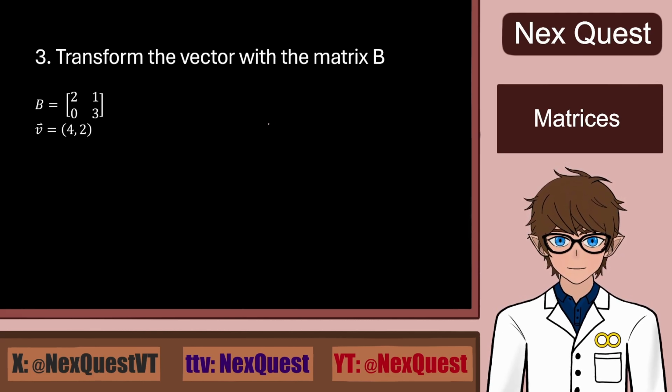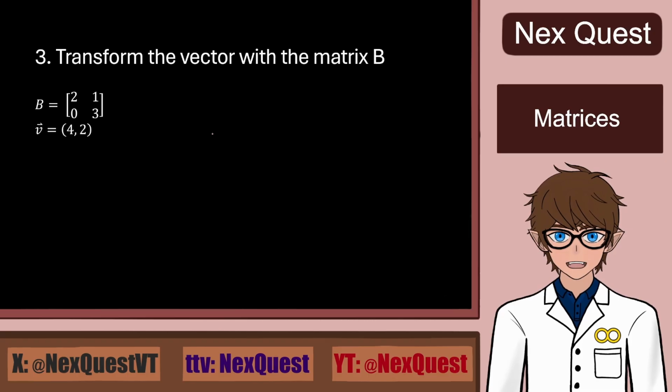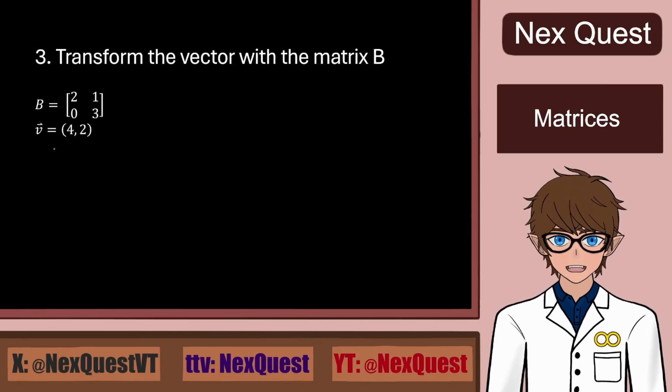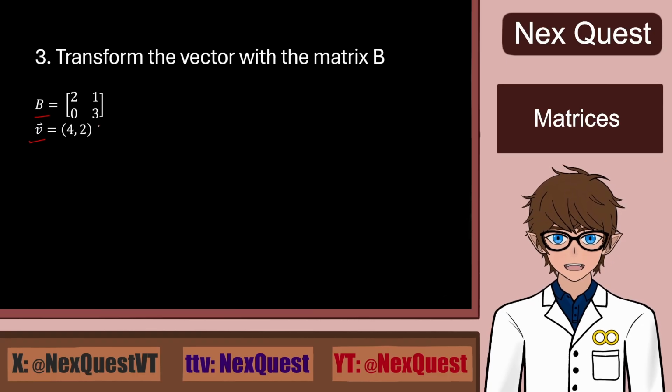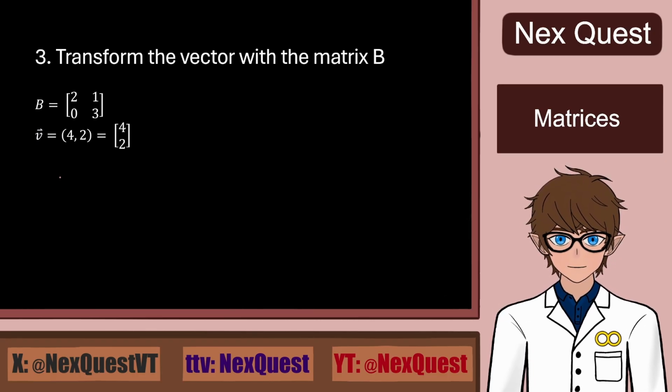Easy. Now, a bit slightly harder, but still not that hard. Transform the vector V with the matrix B. So first we will rewrite the vector as a matrix, and now we will write the matrix first and multiply the vector to it to get the result.